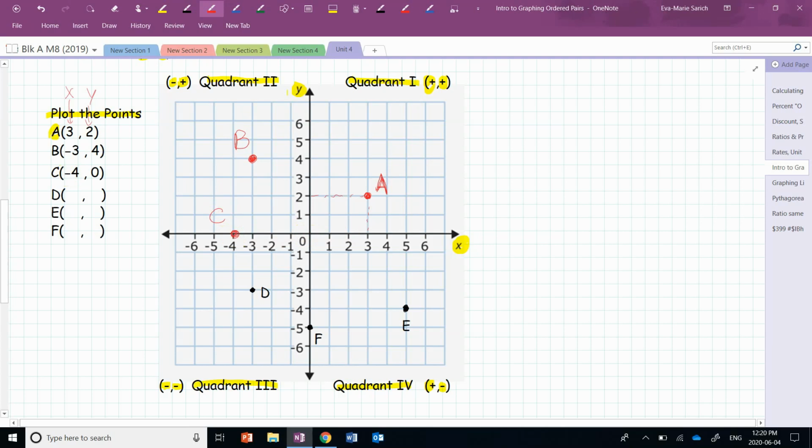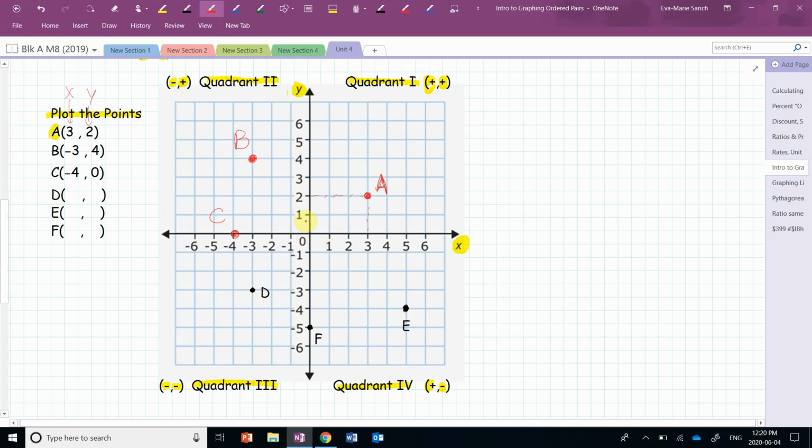Okay? Now, the next 3 points don't have any numbers here. So I want us to be able to fill them in from the points that are on the graph. So let's find point D. Here's point D down here in quadrant 3.